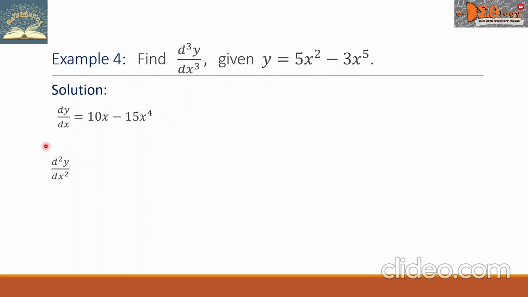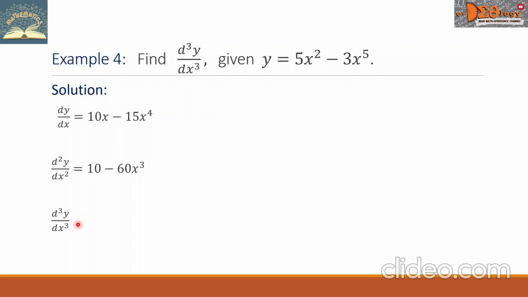Second derivative, and this is the notation. We take the derivative of each of these terms. So the 10x here becomes 10, and this negative 15x raised to 4 becomes negative 60x raised to 3. We know that we multiply 4 by negative 15. That's why we have here negative 60. And the 4, we subtract by 1. So it becomes 3 in here.